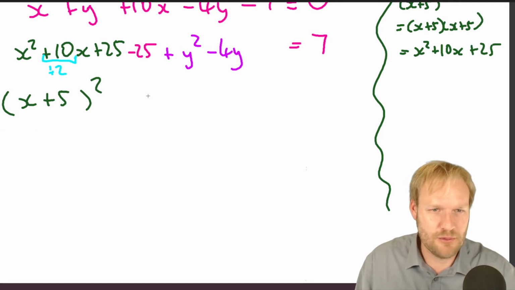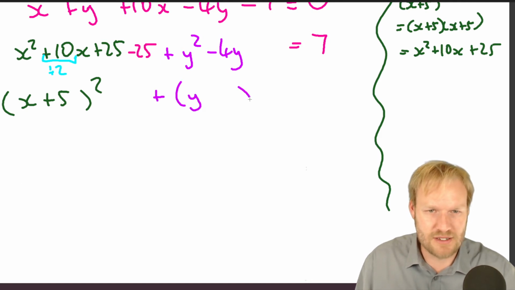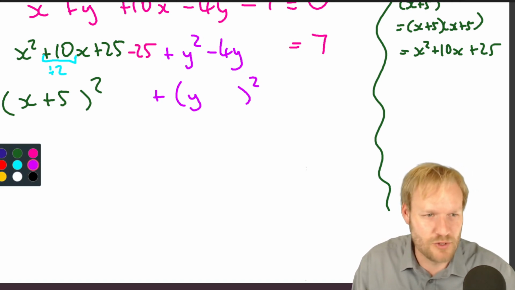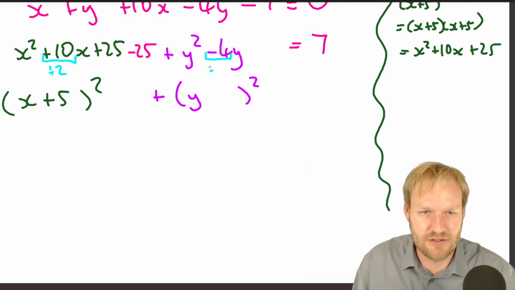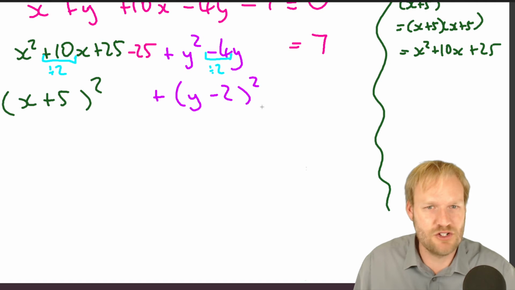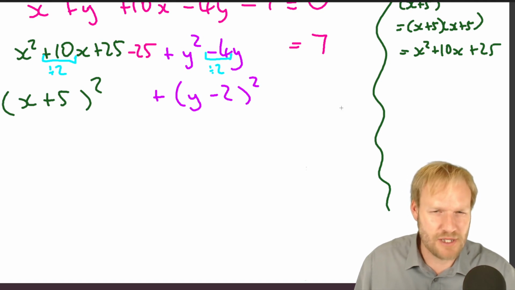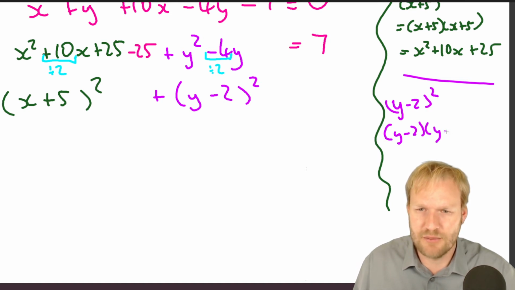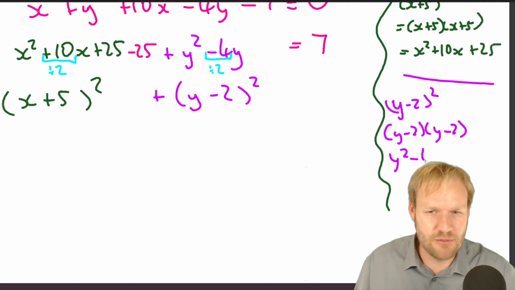Okay, then for the purple bit, we've got y something squared. What's the second term going to be? Well, remember we said that we're going to take this thing here and divide it by 2. So we've got minus 4 becomes minus 2. But what happens if we multiply this out? Let's just see here. y minus 2 squared is y squared minus 4y plus 4.